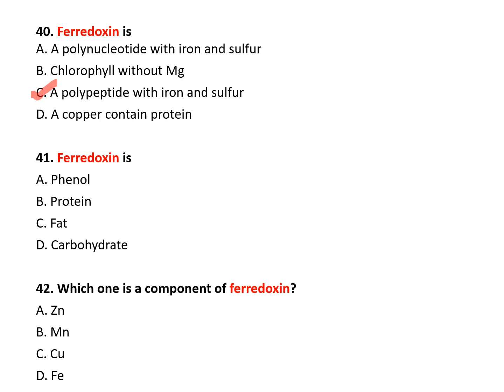The next question, number 41. Pyridoxine is: option A, phenol; option B, protein; option C, fat; option D, carbohydrate. The correct answer is option B, protein. The next question, number 42. Which one is a component of pyridoxine? Option A, zinc; option B, manganese; option C, copper; option D, iron. The correct answer is option D, iron.